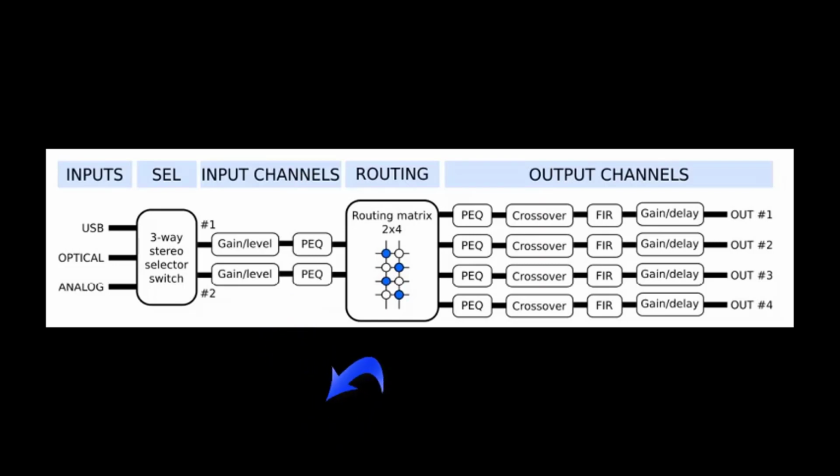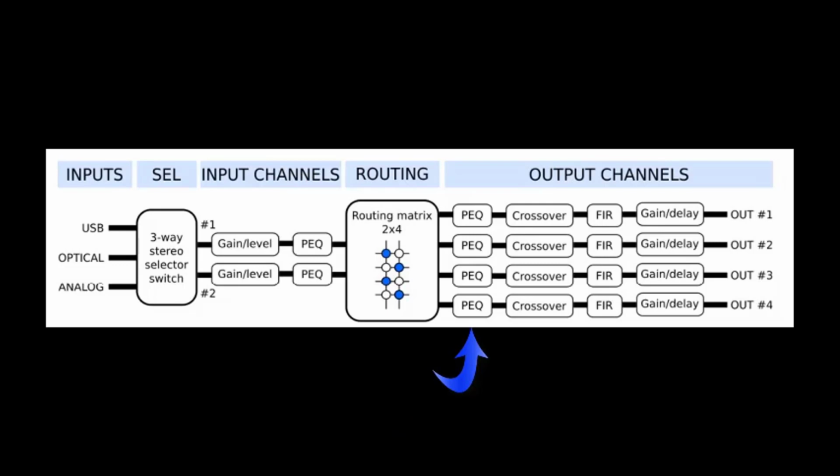The routing matrix is a critical element of the 2x4 HD. It allows the overall system to be configured in many ways. Any of the two inputs can be routed to any or all of the four outputs, allowing for a wide variety of system configurations. Examples range from active two-way crossover systems to multi-subwoofer home theater systems.